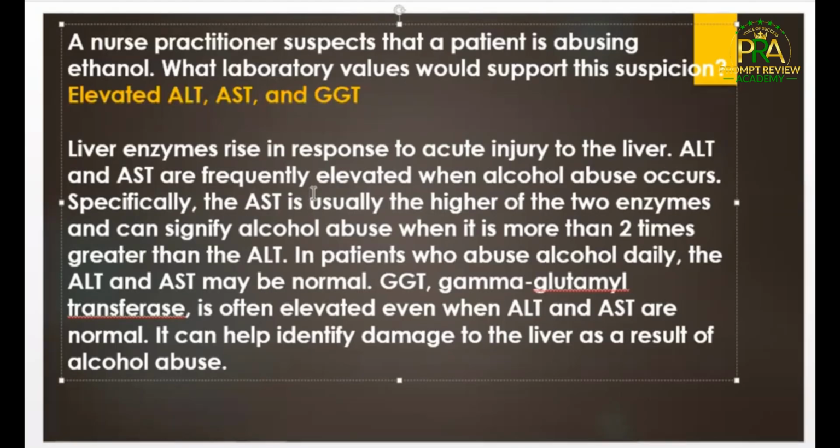GGT is the most important, because ALT and AST can be elevated in other conditions, but GGT always has to do with alcohol. So that is why it's very important. Liver enzymes rise in response to acute injury to the liver, ALT and AST. And you need to remember they can ask you if a patient has hepatitis, which one will be elevated? That is ALT, okay? L, you can use it to remember liver, anything that has a problem with the liver.